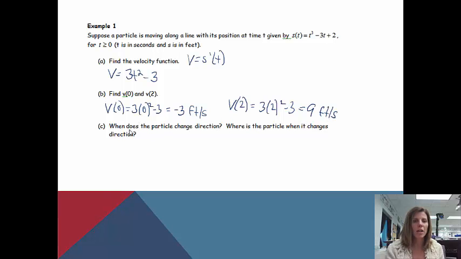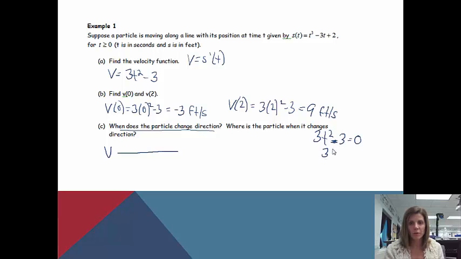All right, when does the particle change direction, and where is the particle when it changes direction? So first of all, let's figure out, when does the particle change direction? Well, we know the particle changes direction when the velocity changes sign. So just like what we did when we were doing increasing and decreasing, what we're going to do is draw a derivative chart, which in this case will be a velocity chart, because in this problem, velocity is the derivative. So first of all, we need to figure out, where does the velocity equal 0?